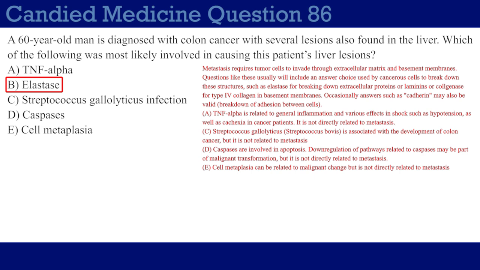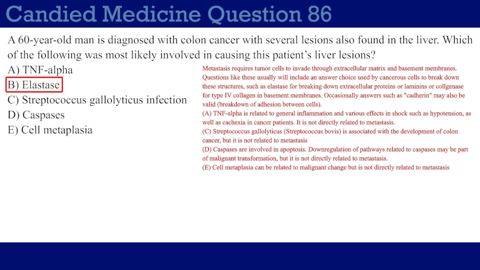Choice C, Streptococcus gallolyticus infection, formerly known as Streptococcus bovis. This is associated with colon cancer, and sometimes in colon cancer you can get Streptococcus gallolyticus bacteremia, but it's only really correlated with colon cancer, and it's kind of low yield in general. And also that just has nothing to do with metastasis.